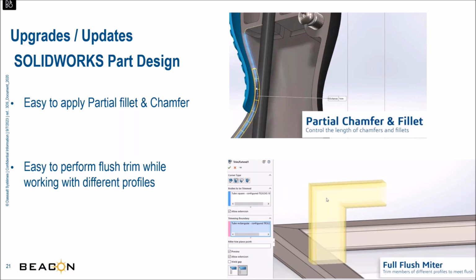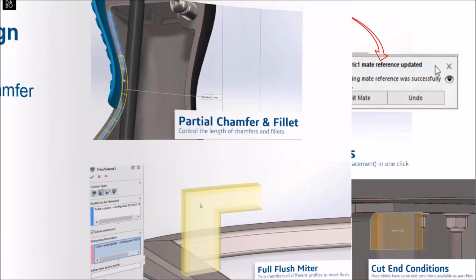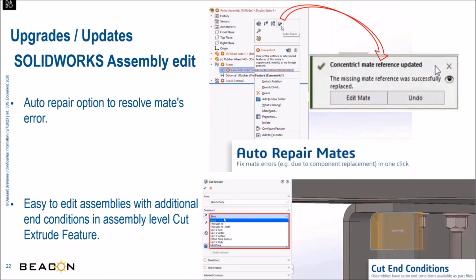There is more control in applying fillets and chamfers, as they can be applied as partial fillets and chamfers. And for those who are working in weldment or structural member modules, working with different profiles made some trouble when trying to form particular corners. Those can be simplified or rectified in the new enhancement. Moving to the assembly environment, the errors in assemblies can now be automatically repaired with the help of auto repair options. The assembly features which previously had limited end conditions now have all the end conditions which are there at part level.